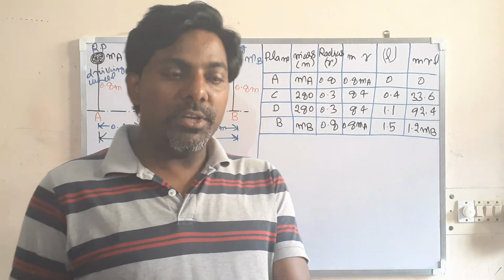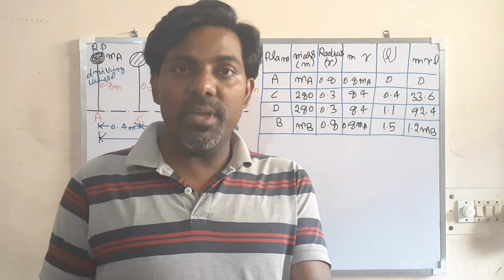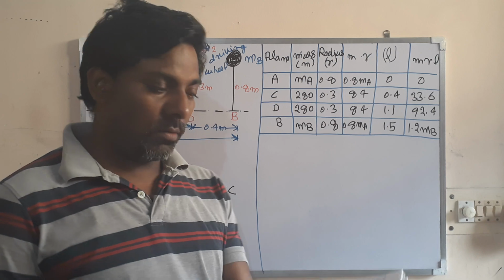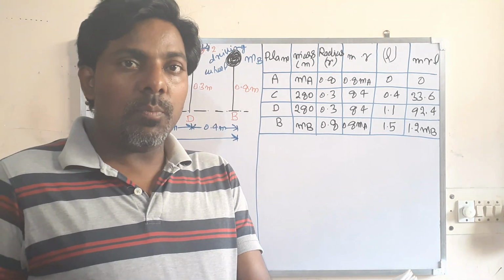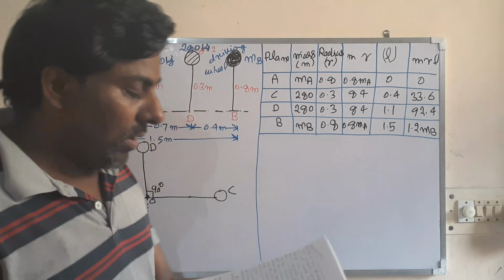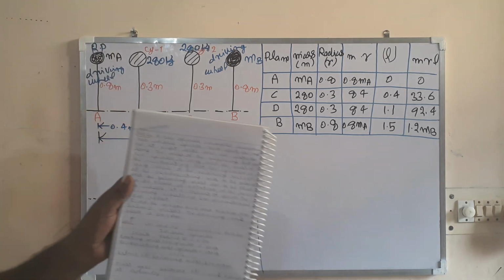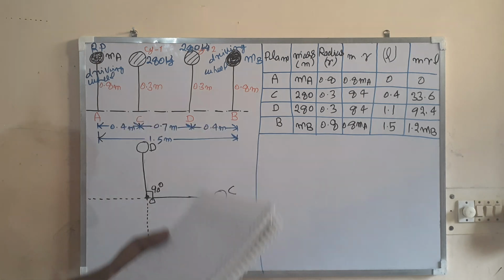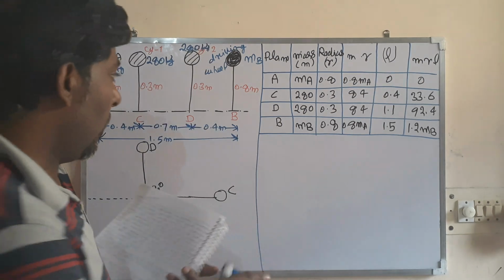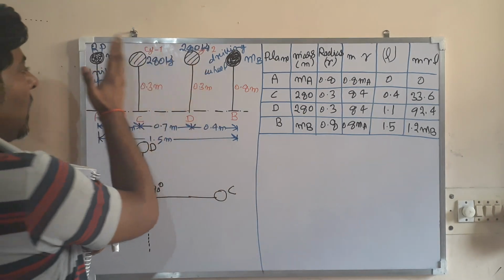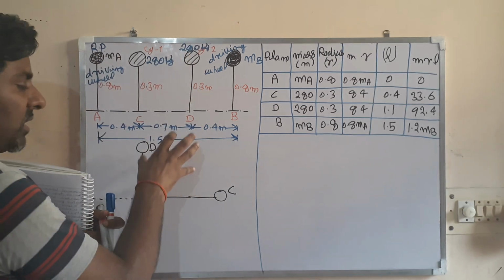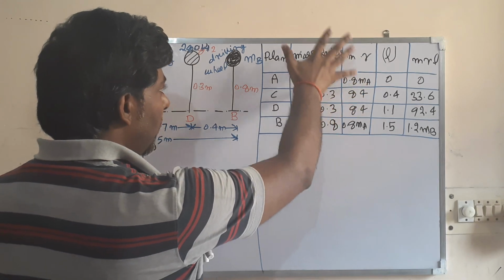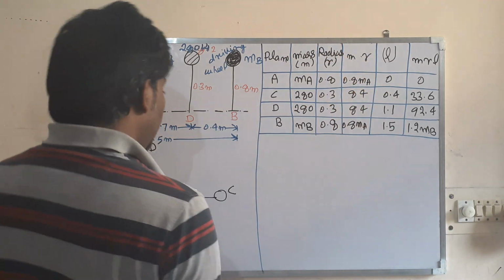Today we are going to solve one numerical problem on an uncoupled locomotive. So let us see. You can take a snapshot of this question. Don't worry, I am going to read this question. Here we are going to present the position of the plane and the angular position of the masses in this table, and I will do the calculation.